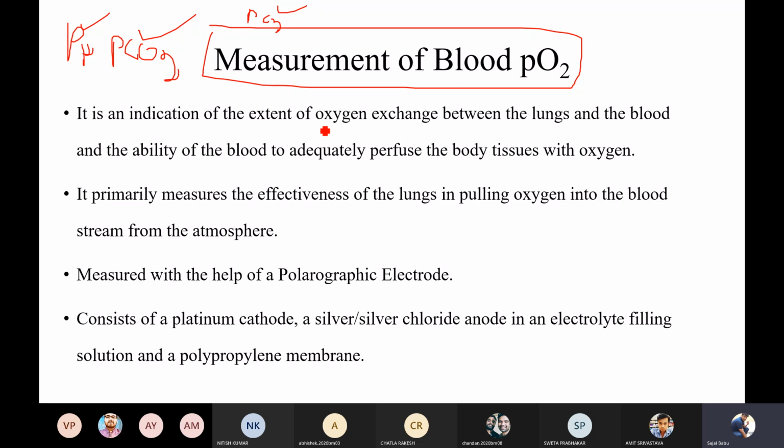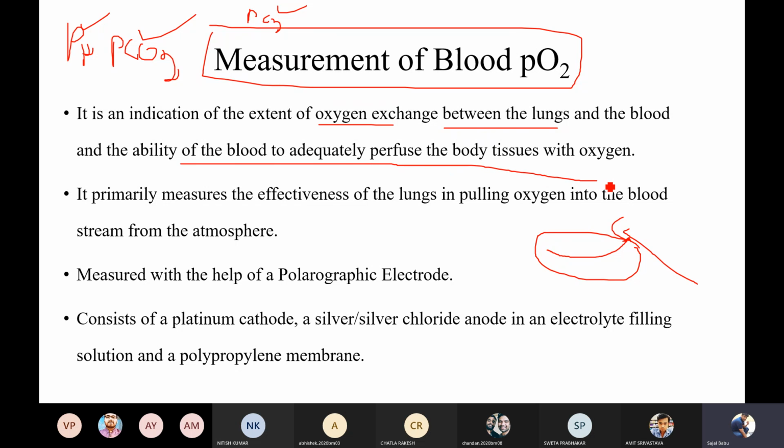If there is a change in oxygen in your blood, it definitely represents the gas exchange at the lung and the blood level, because the blood is coming to the lungs, and in the lungs the oxygen will get inserted into the blood. So if there is any change in the oxygen in the blood, it is nothing but some problem with the lungs and oxygen exchange, and the ability of the blood to adequately perfuse the tissues with oxygen.